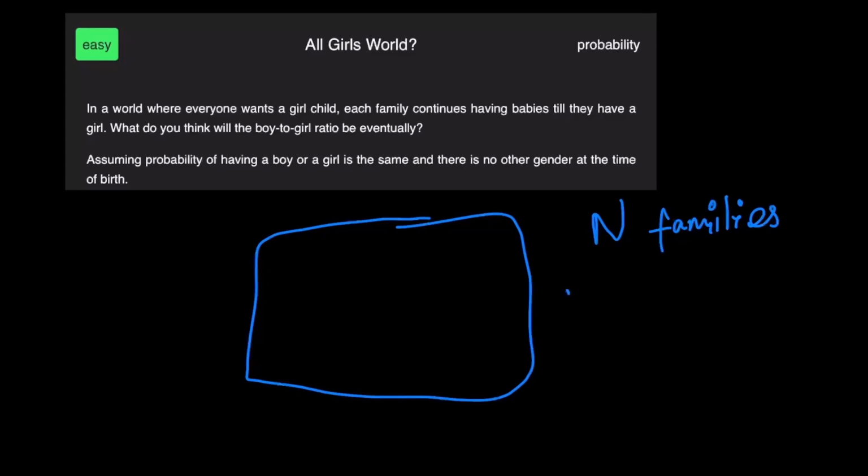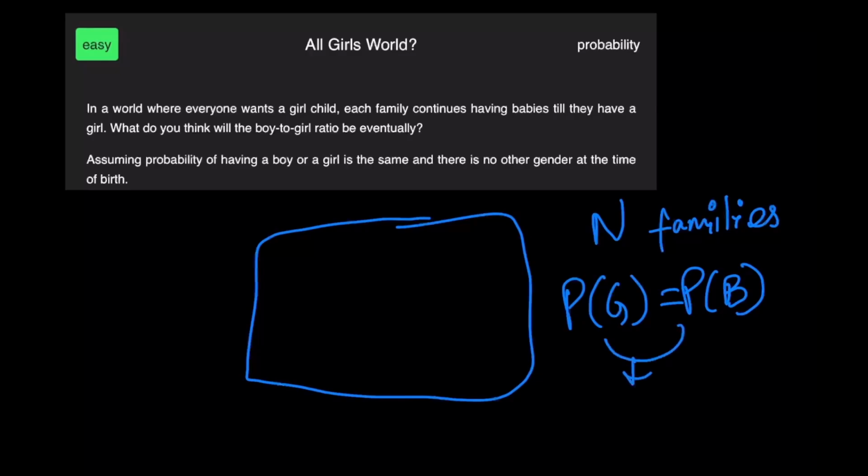It's also given that the probability of getting a girl is the same as the probability of getting a boy, so both are equal to 1/2. Just at an intuitive level, you might think that since there's a bias towards a girl child, the ratio would be more towards girls than boys. So the ratio of boys to girls might be something like 0.3, basically less than 0.5, right? But actually, this is not the case.